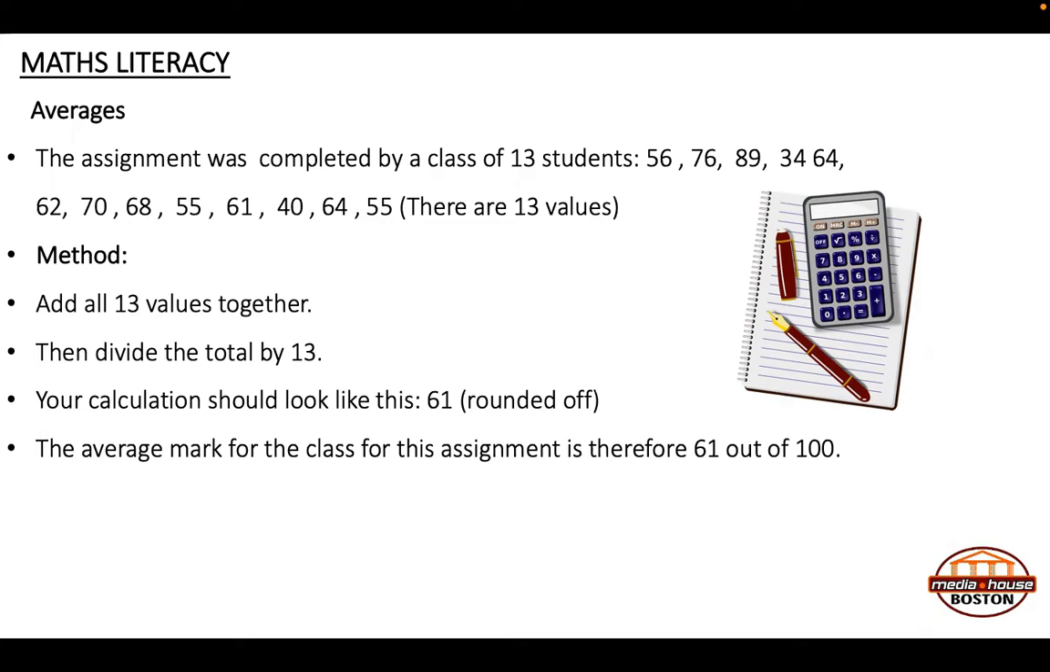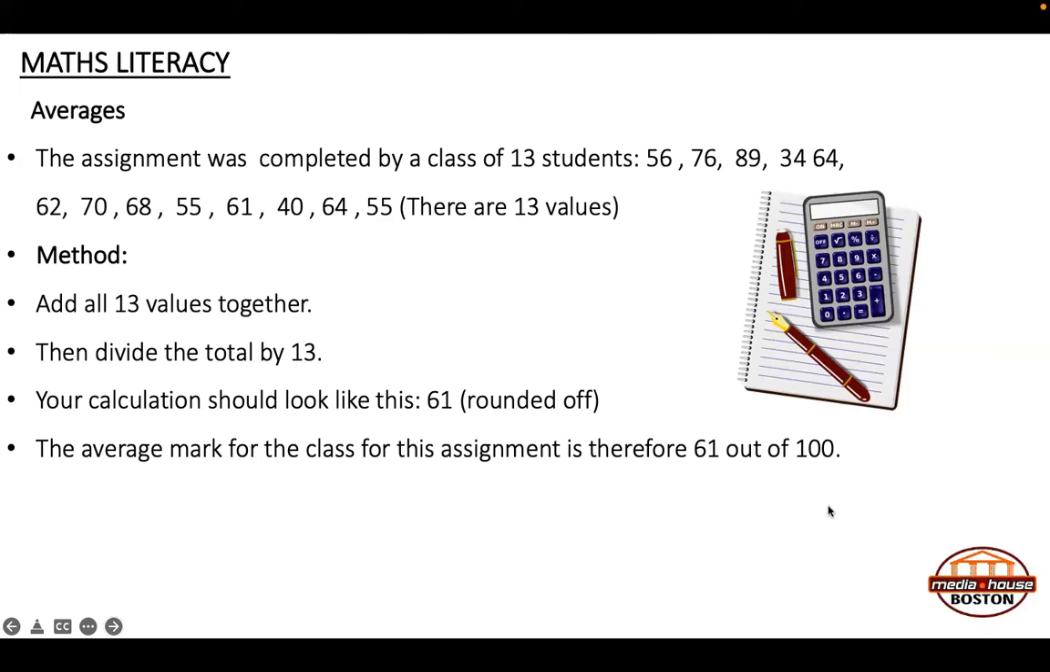You have 56, 76, 89, 34, 64, 62, 70, 68, 55, 61, 40, 64, and 55. So there are 13 values. How do we calculate the average? We add all of the 13 values together. We add them up. Then we divide the total by 13, and we would get 61, and that's rounded off. So the average mark for this assignment is therefore 61 out of 100.